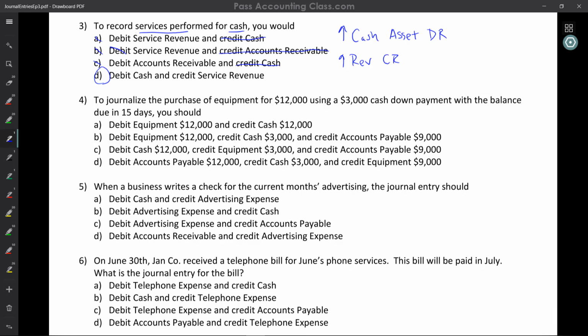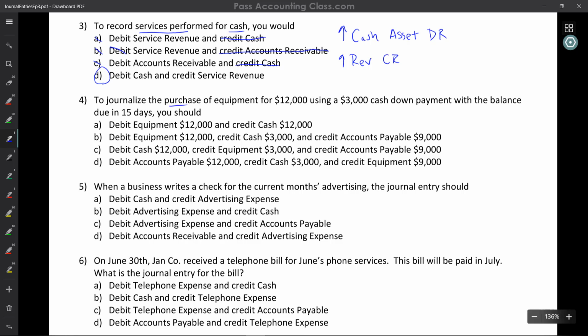To journalize the purchase of equipment for $12,000 using a $3,000 cash down payment with the balance due in 15 days, you should debit equipment $12,000 and credit cash for $12,000, debit equipment $12,000, credit cash $3,000, and credit accounts payable $9,000, debit cash $12,000, credit equipment $3,000, and credit accounts payable $9,000, or debit accounts payable $12,000, credit cash $3,000, and credit equipment $9,000.